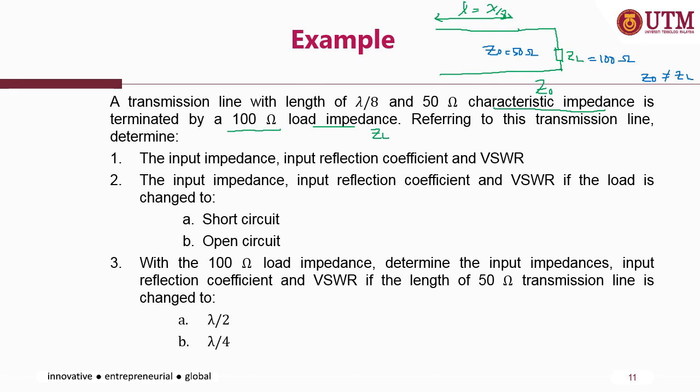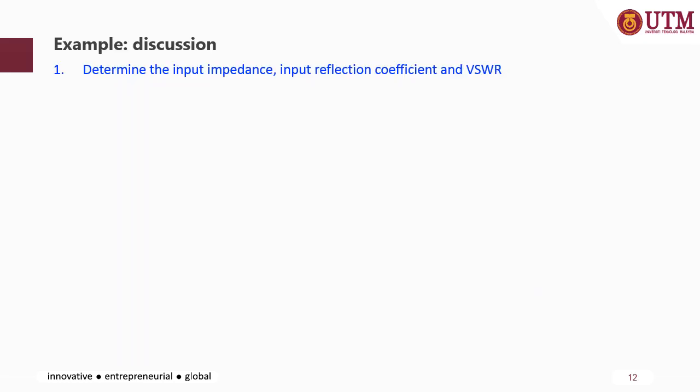Referring to this transmission line, determine the input impedance, input reflection coefficient, and VSWR. Next, determine the input impedance, input reflection coefficient, and VSWR if the load is changed to short and open circuit. So the first consideration is ZL equal to 100, but in the second question, you need to replace the ZL with short circuit and open circuit. And the third one, with the same 100 ohm load impedance, determine the input impedance, input reflection coefficient, and VSWR if the length of the 50 ohm transmission line is changed to lambda over 2 and lambda over 4. When you change the length, there are special cases to be considered.